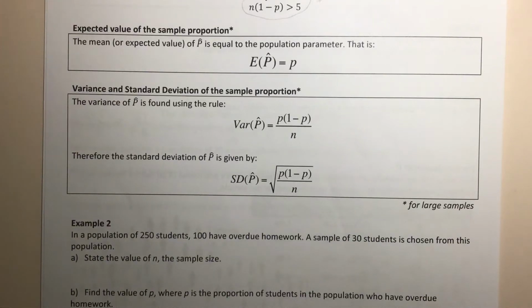In this video we're going to go through the expected value or the mean of the sample proportion, as well as the variance and standard deviation of the sample proportion. So remember that the sample proportion is a variable. We call it p hat and it just means the proportion of our sample that has a particular characteristic.